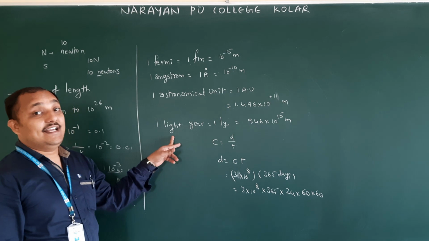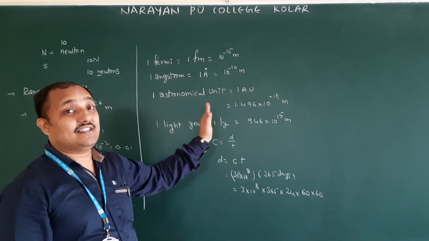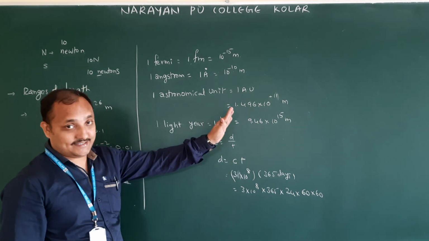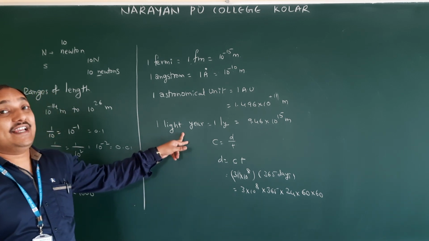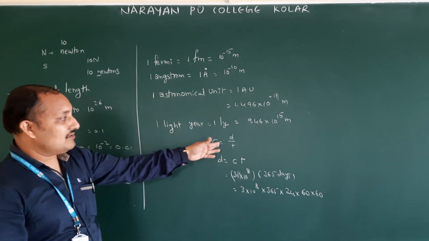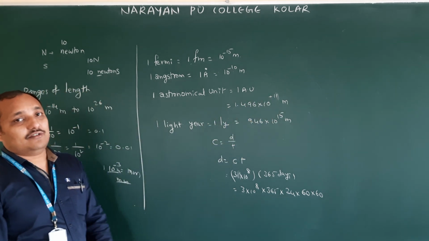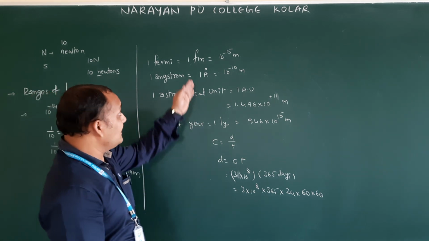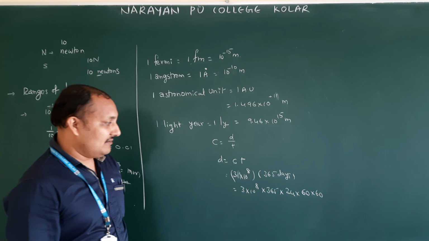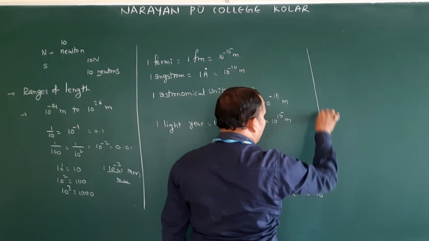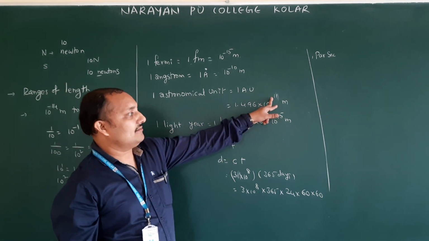So light year means the distance traveled by light in 1 year. Astronomical unit means the average distance of the sun from the earth. So the light year is a positive power because of the larger distance, 10 power 15, while here it is 10 power 11. These are bigger values. So all these are ranges of length, and all these come under fundamental quantities.